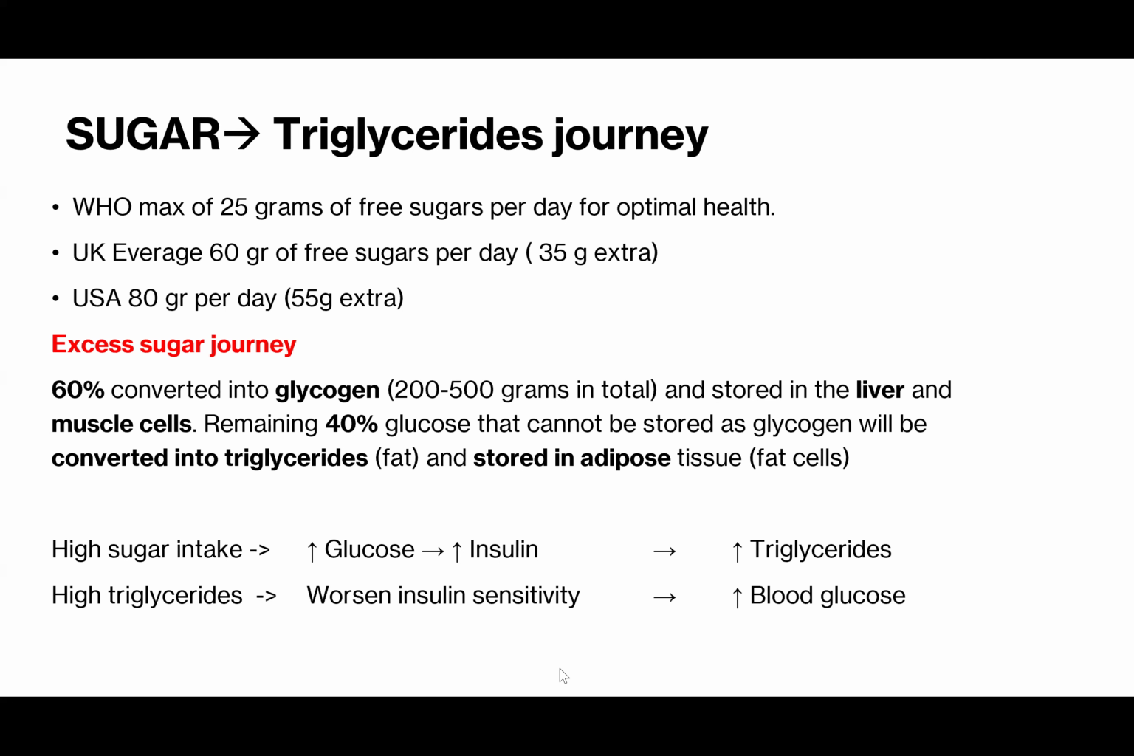So high sugar intake, high glucose level in the bloodstream, increasing insulin, and as a result, insulin increasing triglycerides, and your fat cells start to grow. And high triglycerides, if you have high triglycerides in your lipid profile, they worsen insulin sensitivity, and as a result, increase your blood sugar.